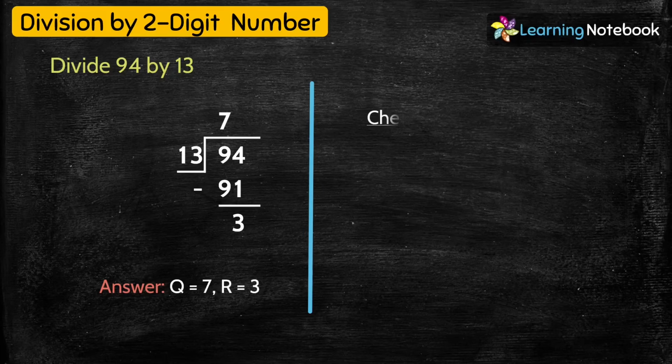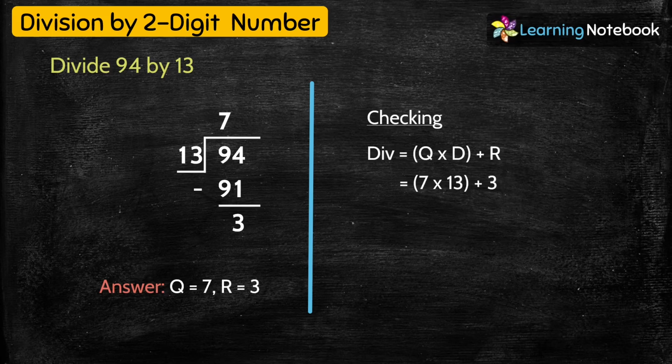Now let's check our answer by using the same formula which we learned earlier. That is dividend equals to quotient into divisor plus remainder. So let's put the values here. We get 7 into 13 plus 3. 7 into 13 is 91 and plus 3 equals to 94, which is equal to the given dividend. So it means our answer is correct.